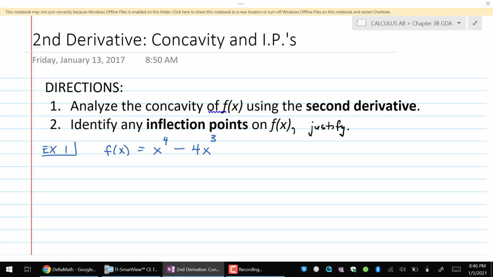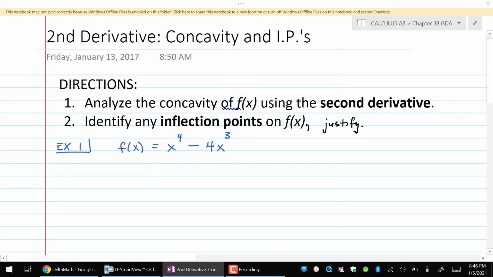And it's the second derivative that will help us determine concavity of functions and also the existence of any possible inflection points. Inflection points are places on a function where we have a change in concavity. So kind of a combination of both first and now second derivative analysis to determine information about functions. Take a moment and jot down this first example.